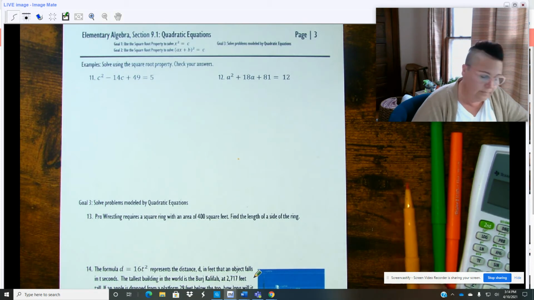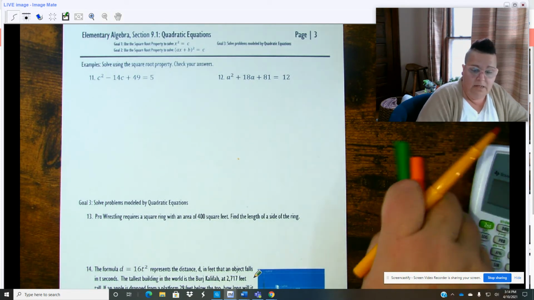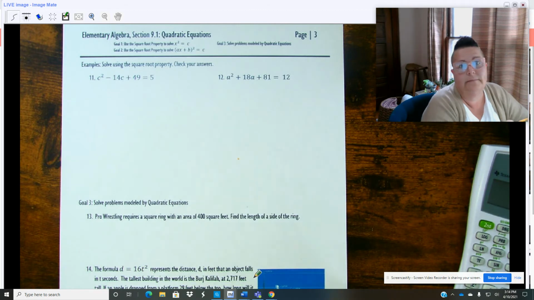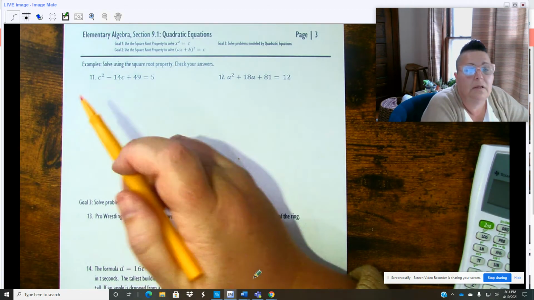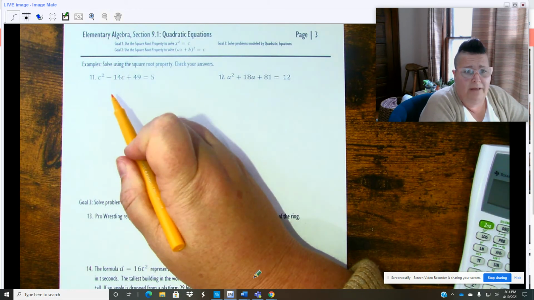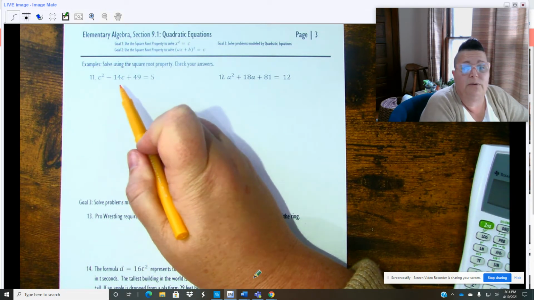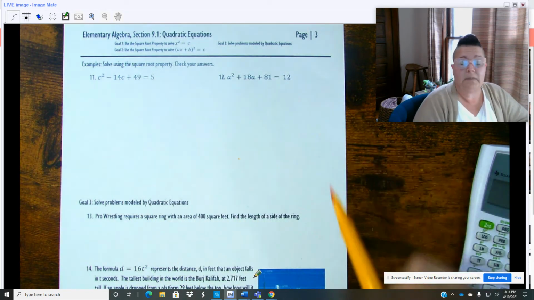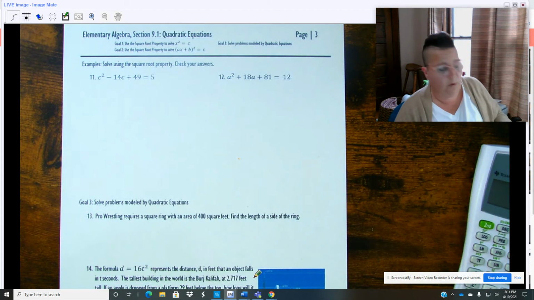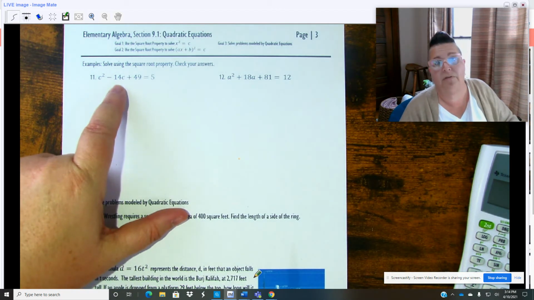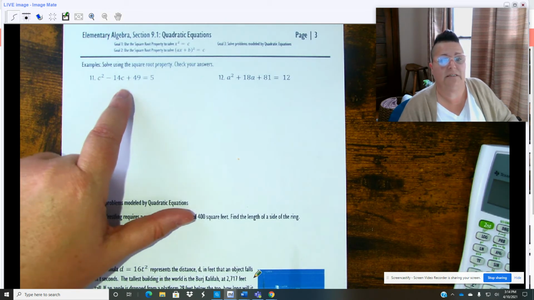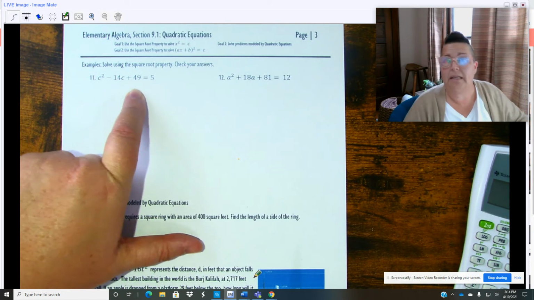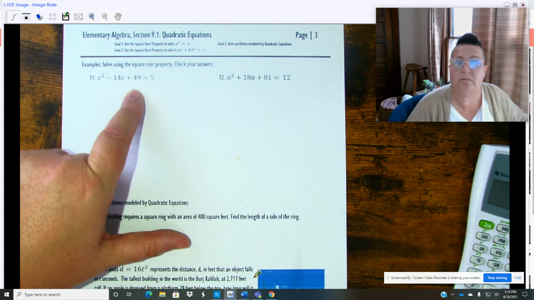Now, this one is a... Can you see it? Can you see what's going on here? For problem number 11, I have c squared minus 14c plus 49. If they want us to use the square root property, this needs to be a perfect square. C squared minus 14c plus 49. Is that a perfect square trinomial?